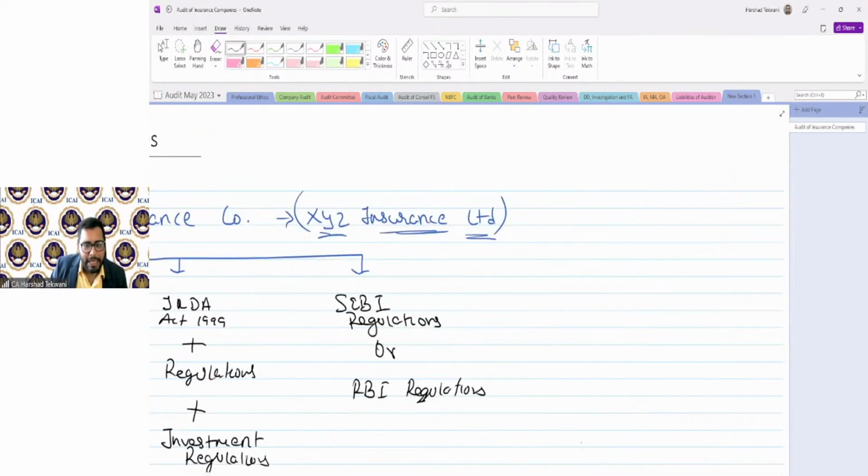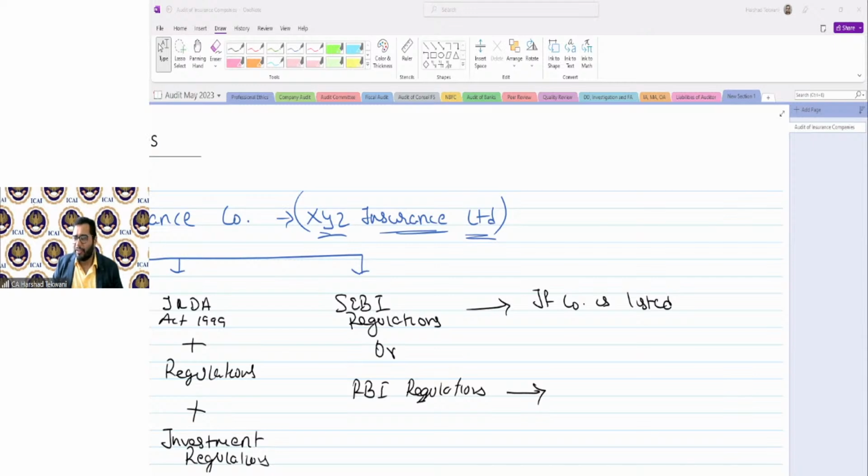If the company is listed, then SEBI regulations will be there, ICDR, LODR. So these regulations will be applicable to that particular company. Listing and disclosure requirements, SEBI LODR regulations. And tell me, when will the RBI regulations be applicable to an insurance company?